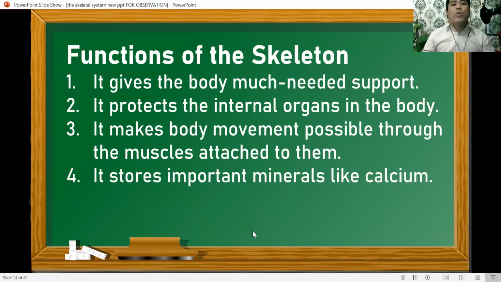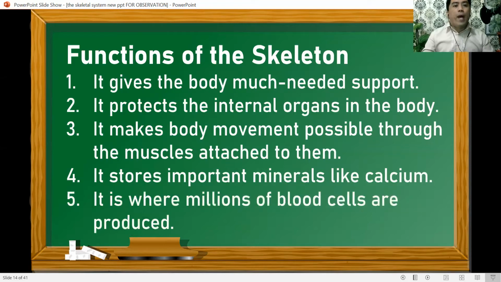Number 4, it stores important minerals like calcium. Number 5, it is where millions of blood cells are produced. So dyan pala nabubuo ang ating dugo sa loob ng ating mga buto or nandyan sa ating skeletal system.